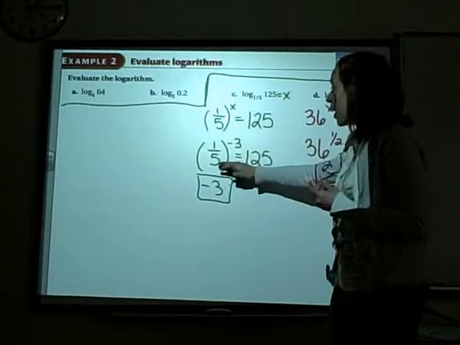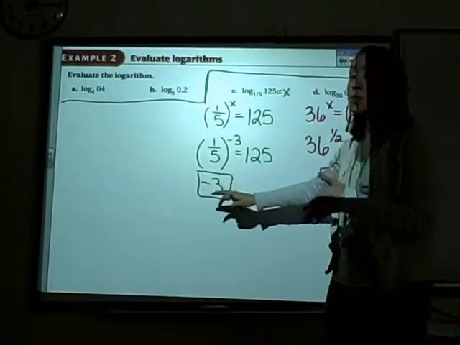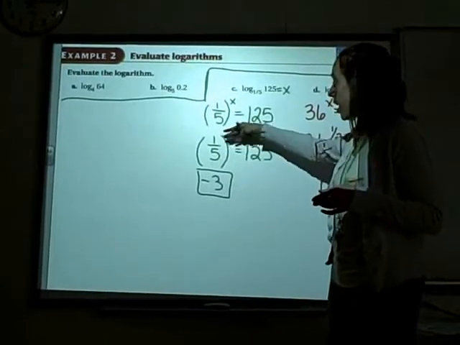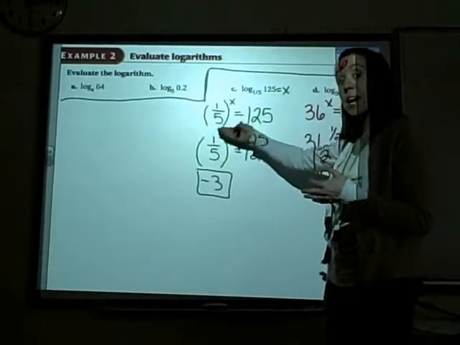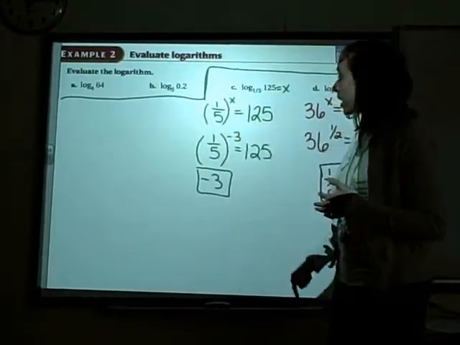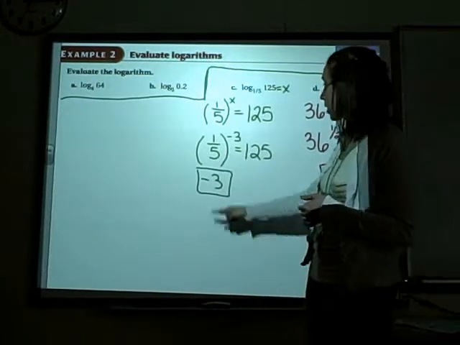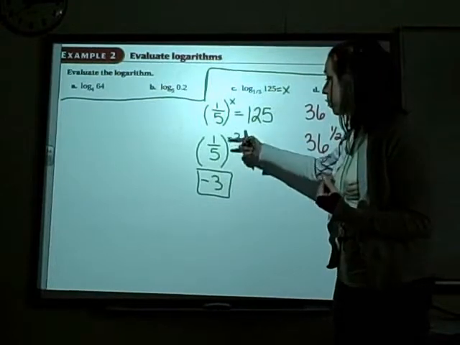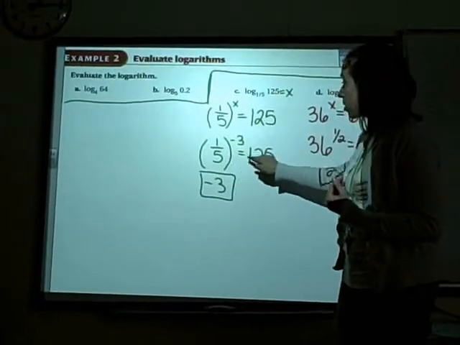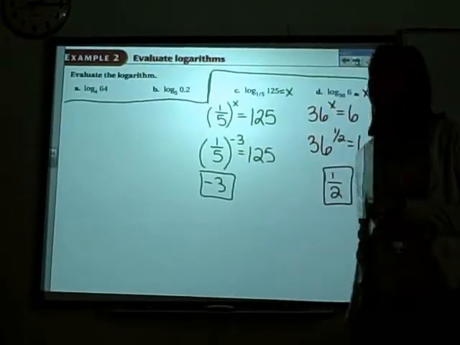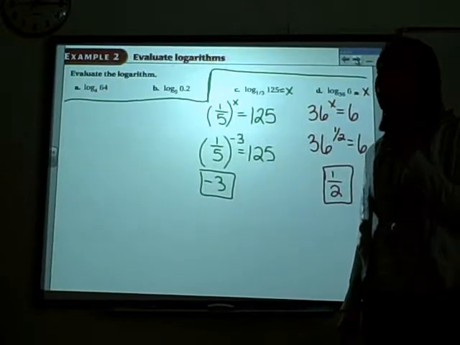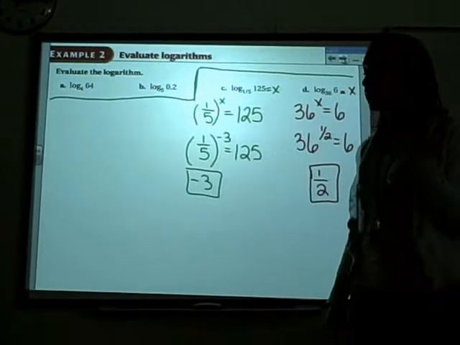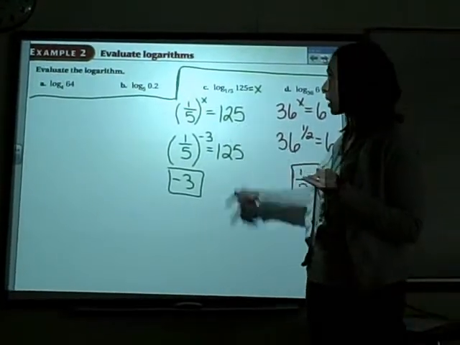We know that 5 squared is 25, so 5 to the third is 125. So we want to flip this fraction to make it a 5. We do that by having a negative exponent. So the answer to this logarithm is -3, because 1/5 to the -3rd is 125. You're going to have to draw on your knowledge of exponents here. Might require some trial and error, but that's okay, as long as you get how to rewrite it.